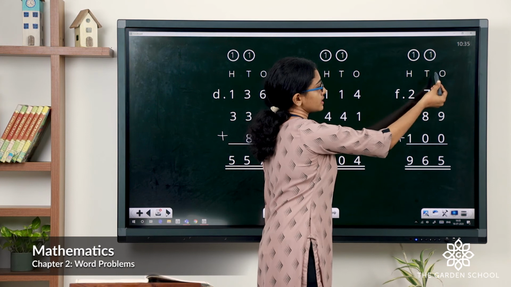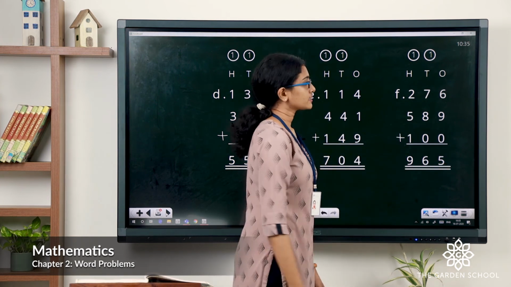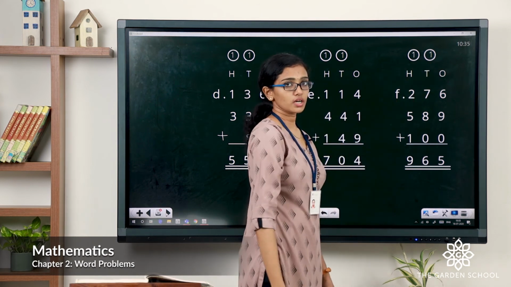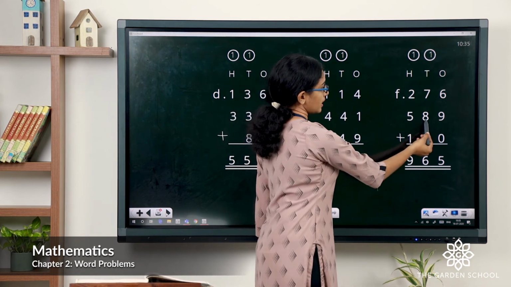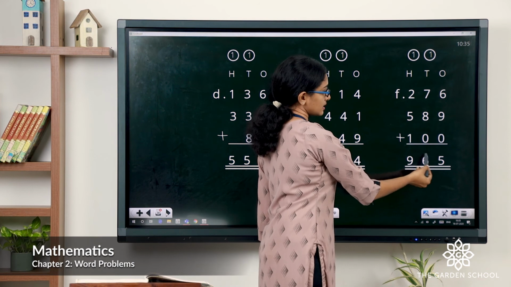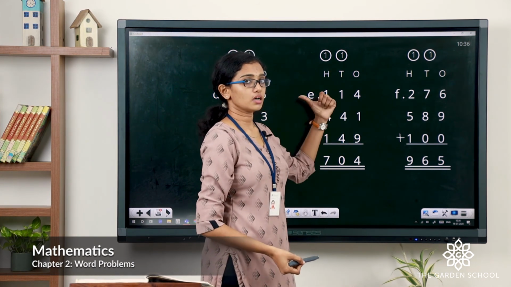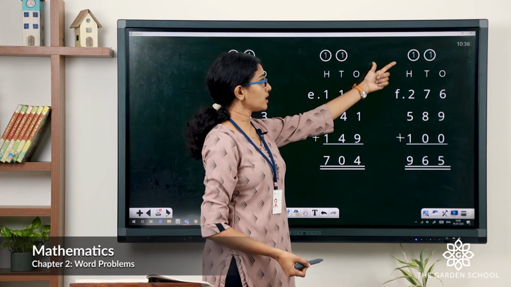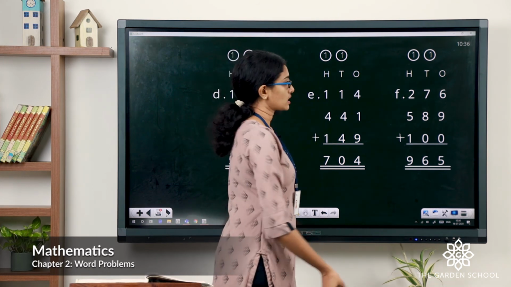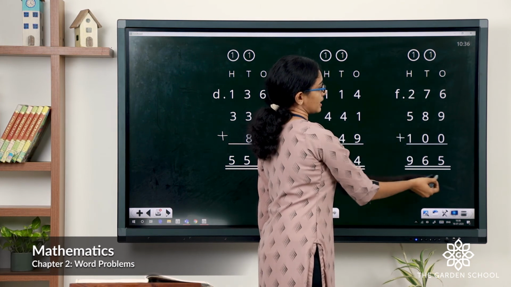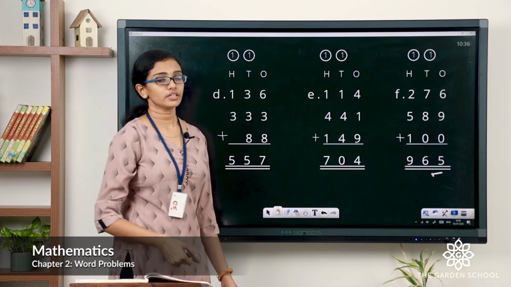Plus 6 ones, it is 15 ones. And 1 ten goes to the tens place. So 8 plus 7, 15 plus 1, 16 tens. And that's 6 tens we write here. And from 16 tens we carry over the 100 to the hundreds place. So that will make this one 1 plus 5, 6 plus 2, 8 plus 1, 9. So the answer here is 965.